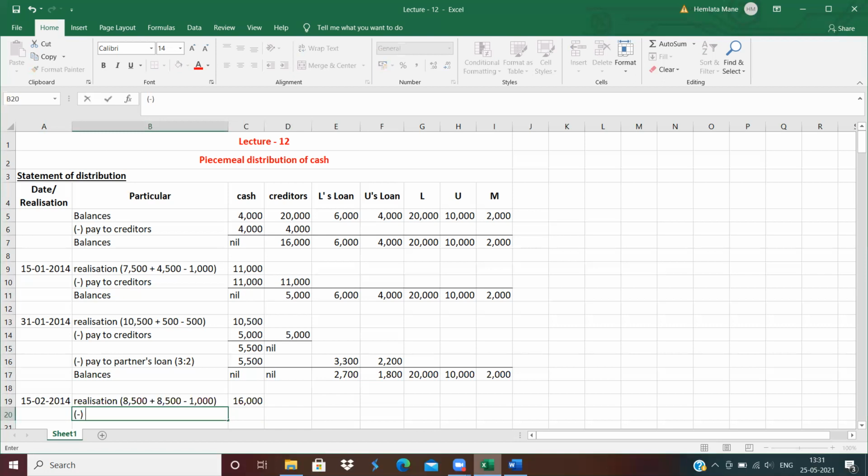Now pay the loans. Less, pay to partners' loans. See how much amount is remaining to pay? 2,700 and 1,800 means a total amount of 4,500 is remaining to pay. So less 4,500, pay 2,700 and 1,800. Okay.